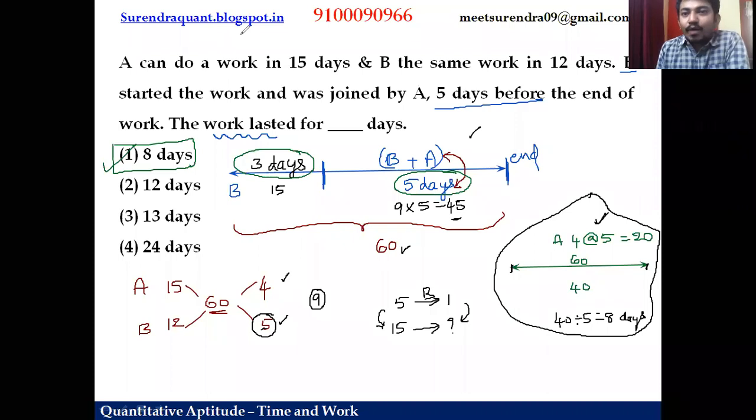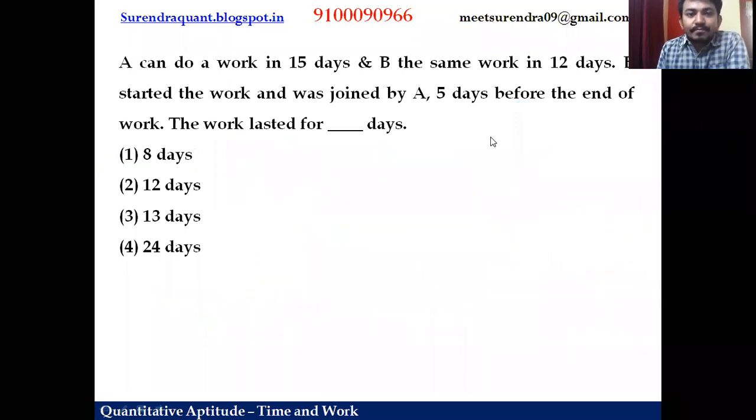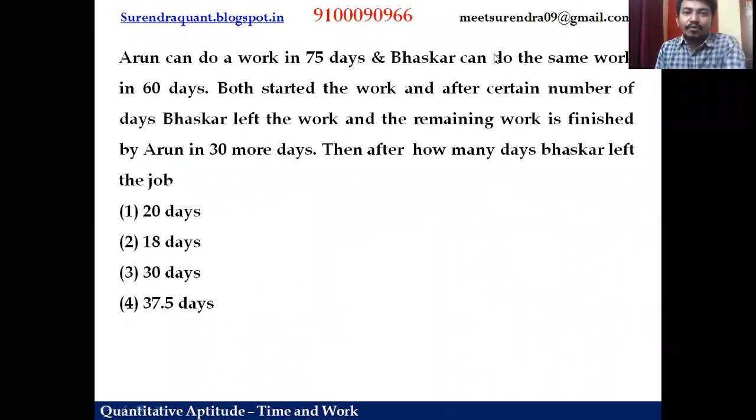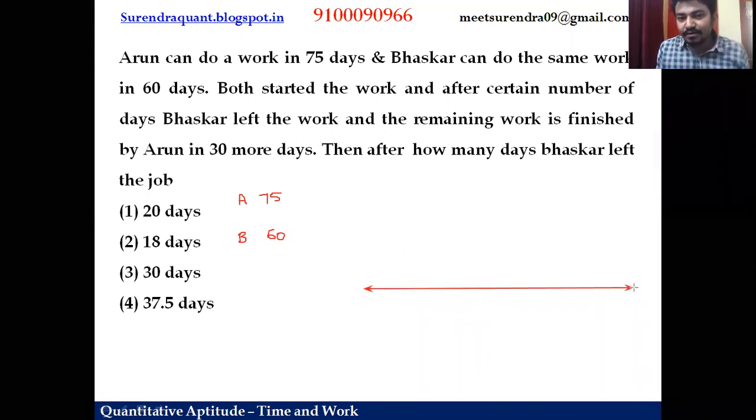Let us go for one more numerical. Okay, let's see, we have another model. Arun can complete a work in 75 days. Bhaskar can do the same work in 60 days. So what is the context? Arun can finish in 75, Bhaskar can do it in 60 days. Both started the work. Let us try to make a situation. Both Arun and Bhaskar started doing the work.